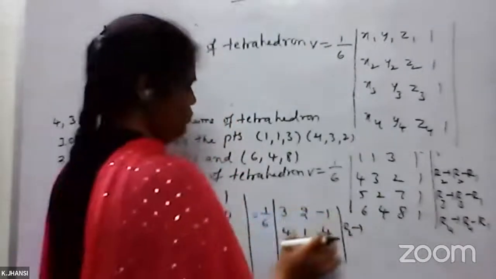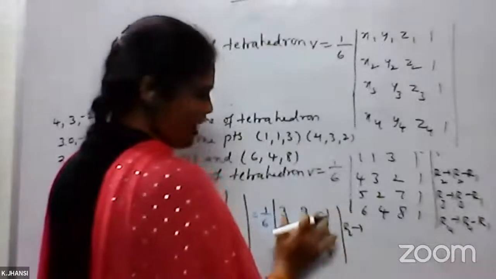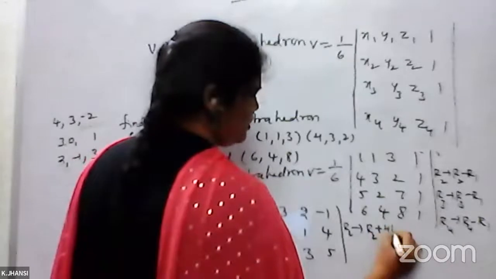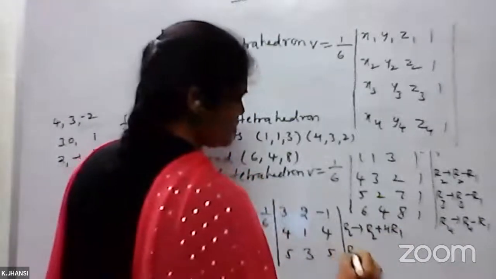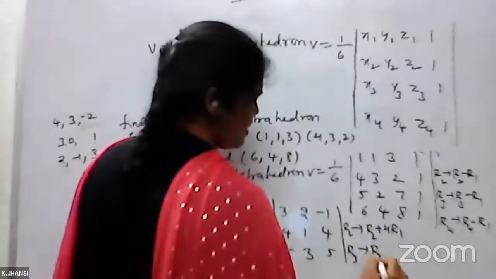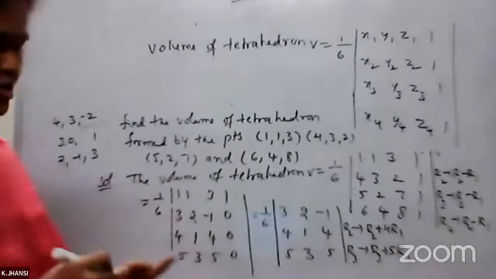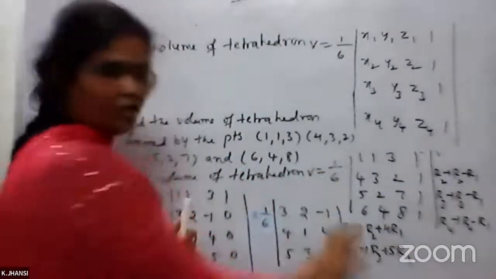You are able to see, no? So for R2, only this value you have to check. That is R2 plus 4 into R1. Next, R3 is R3 plus 5 into R1. Okay, so only the last column values.